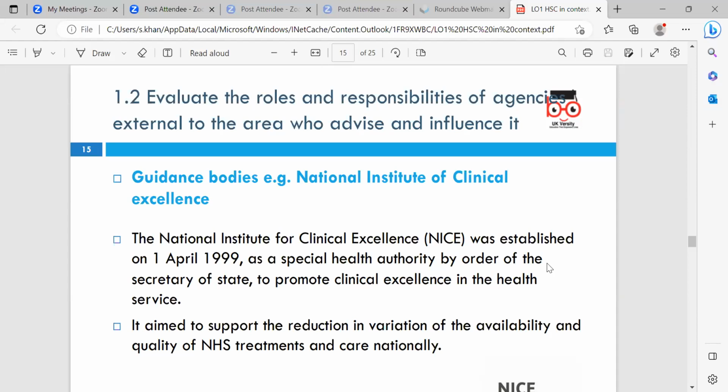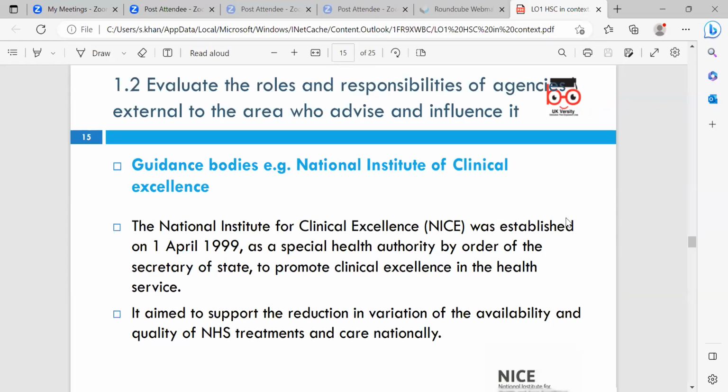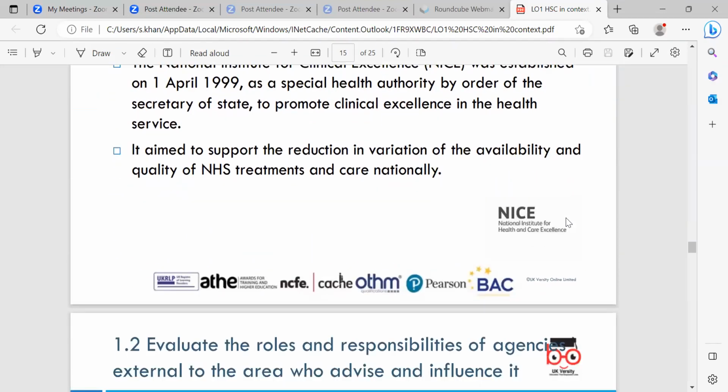It aimed to support the reduction of variation in the availability and quality of NHS treatments and care nationally. It also provides guidance and advice to improve any sort of health and social care settings. In the UK, the National Institute for Clinical Excellence is part of the NHS. It provides guidance, as stated, for the NHS and patients and their carers, and aims to inform decisions about any sort of treatments and developments in the NHS.